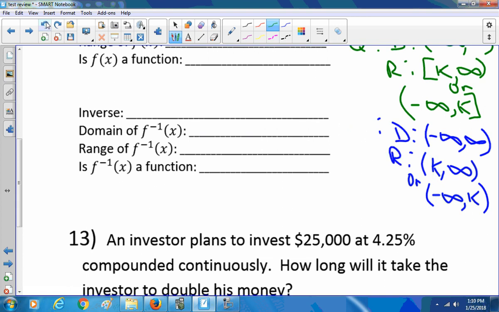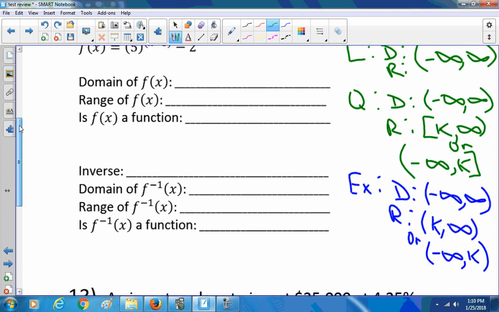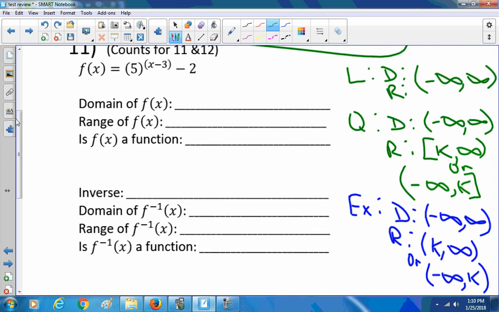This is important, because guess what this one is? Exponential. So what's my domain? Negative infinity to infinity. What's my range? -2 to infinity. How do I know it's not negative infinity to -2? My a out here is positive, because it's 1. All right, is it a function? Yes. Of course it is.